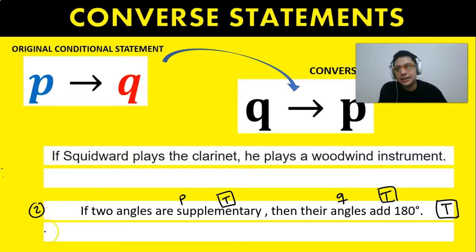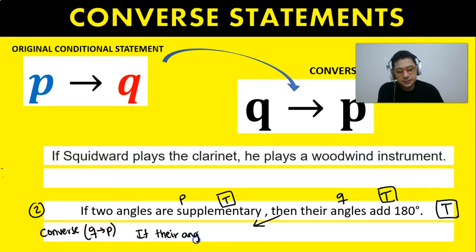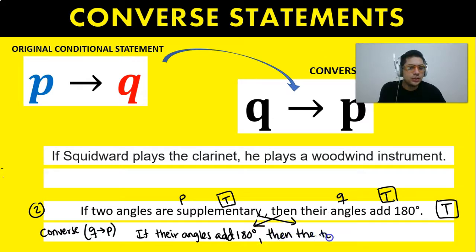Now, let's try finding the converse. Remember, the converse is Q then P. So we're going to switch them. It's going to be: if their angles add to 180 degrees, then the two angles are supplementary. So can two angles be added to be 180 degrees?